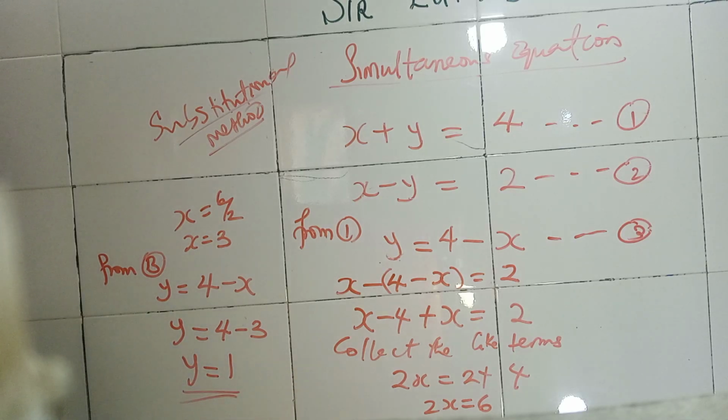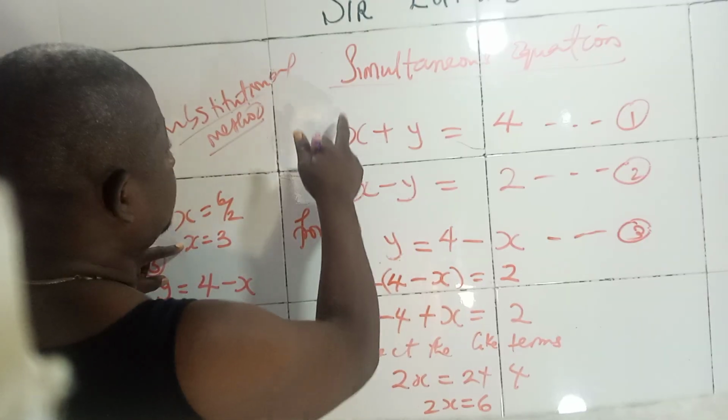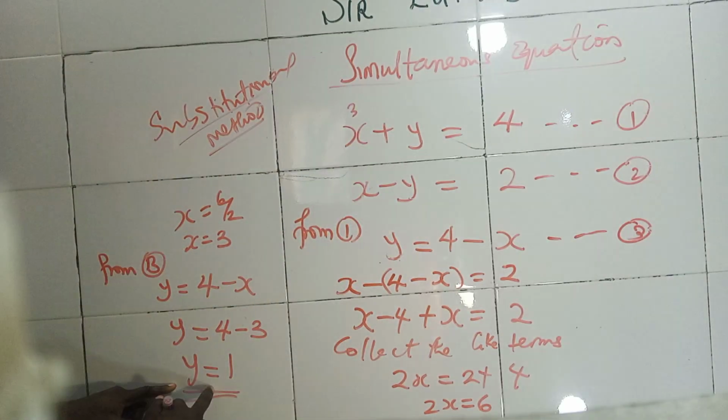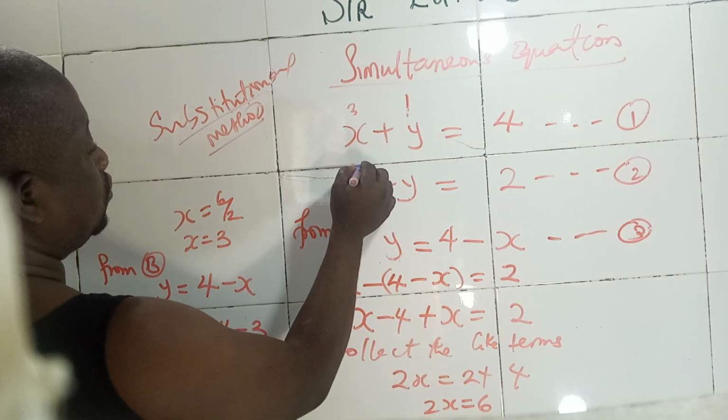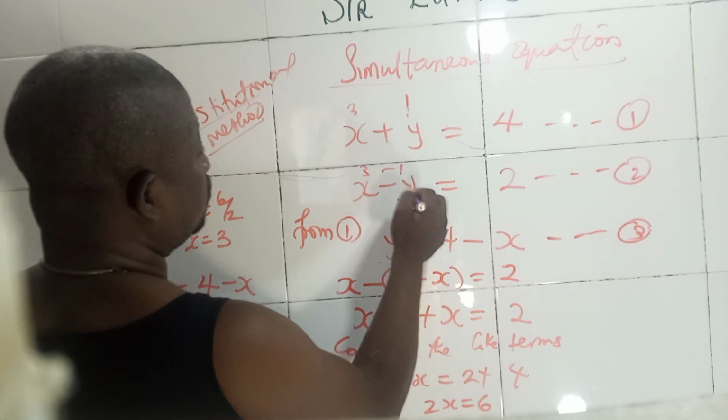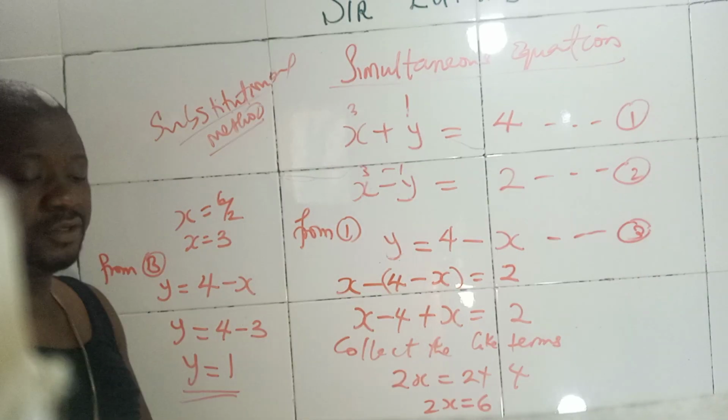So as simple as this. For you to check, if x is equal to 3 and y is equal to 1, what is 3 plus 1? 4. If x is equal to 3 and y is equal to 1, what's 3 minus 1? 2. So we have done that using the substitution method.